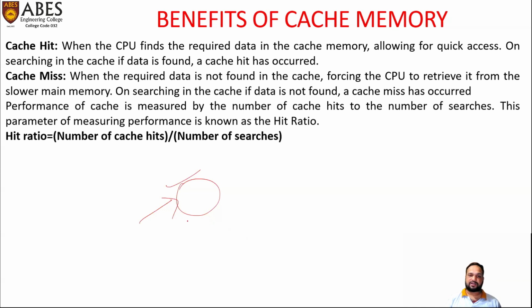So what is it considered? Cache miss. The performance of a cache is measured by the number of cache hits to the number of searches we made. So what is it called? Hit ratio. It is the number of cache hits divided by the total number of searches that we made for a particular data or instruction.